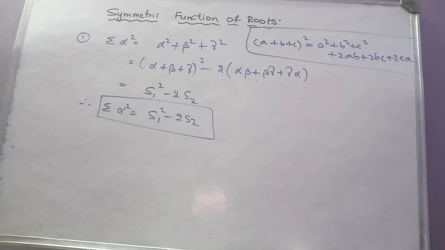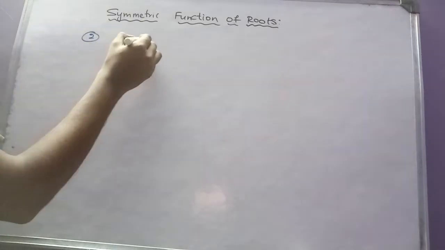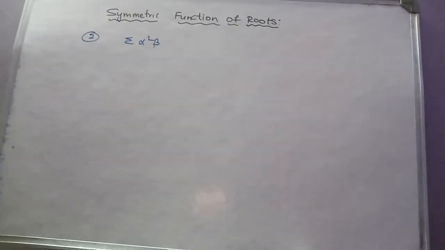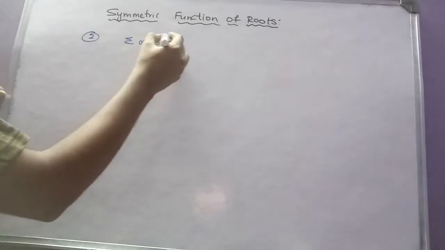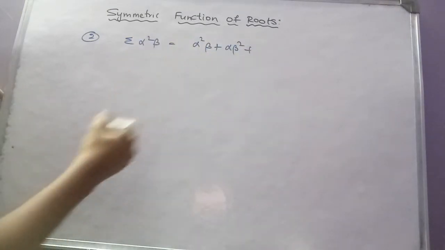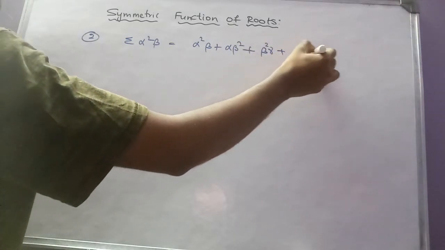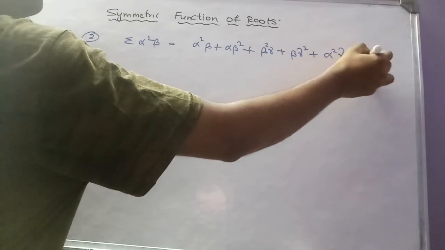Right? So next we will see what is sigma alpha square beta. The second one, what is sigma alpha square beta? Observe, sigma alpha square beta can be written in so many different ways. They can ask this in so many different ways. But first of all, what is sigma alpha square beta? It is alpha square beta plus alpha beta square plus beta square gamma plus beta gamma square plus alpha square gamma plus alpha gamma square.